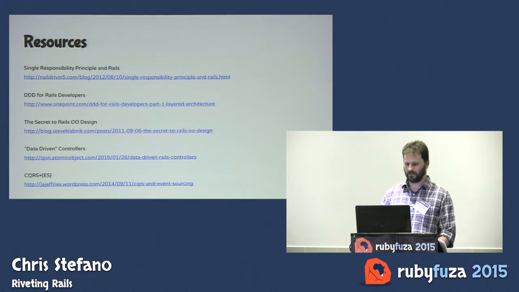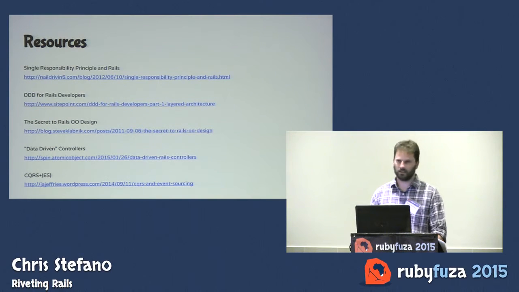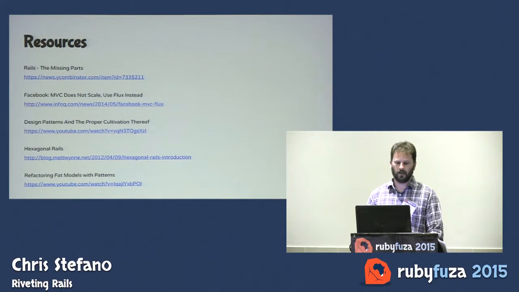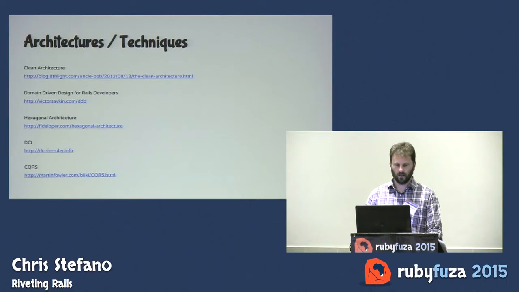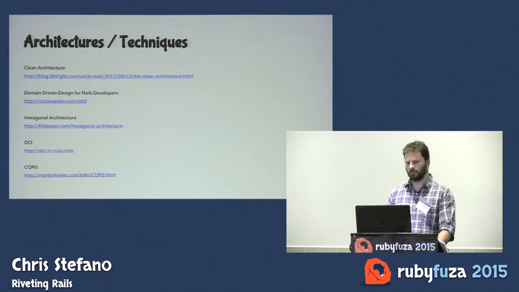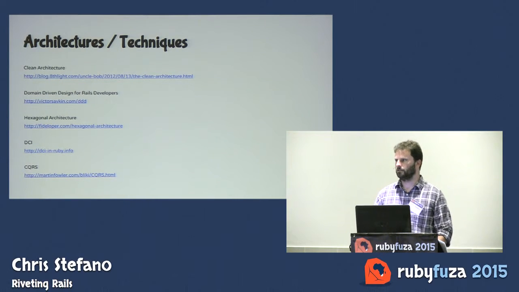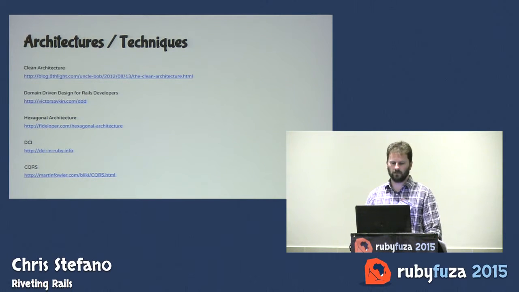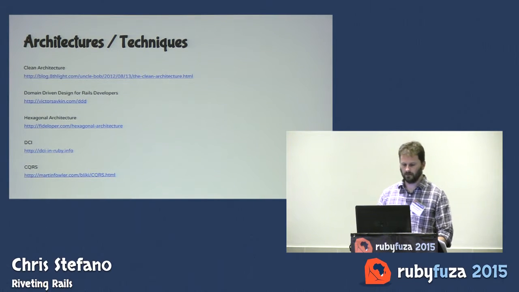I'm not going to go through all of these, but I've put together a list of resources explaining some of the types of things that I looked through and encountered and read about. Rails, the Missing Parts is quite a good Hacker News post, which piqued my interest, and I got to see a lot of differing opinions on that one. Also, in terms of different architectures and techniques, obviously very context dependent. You need to put them in the context of your business domain and see which of these are relevant to you. Hexagonal being the most topical, I guess, at the moment. And also Uncle Bob with Clean Architecture.